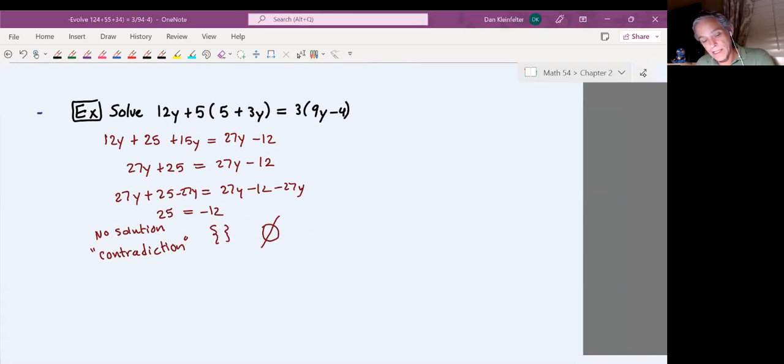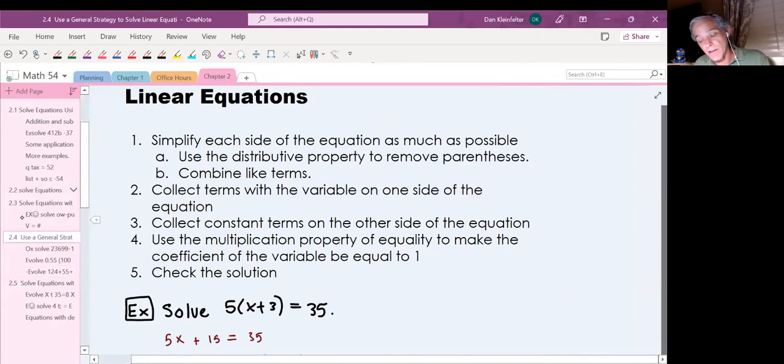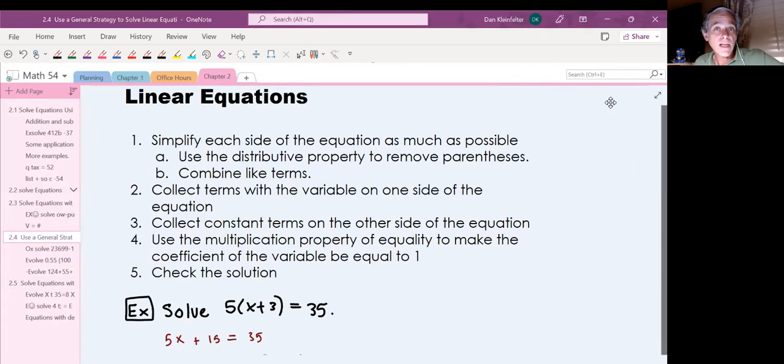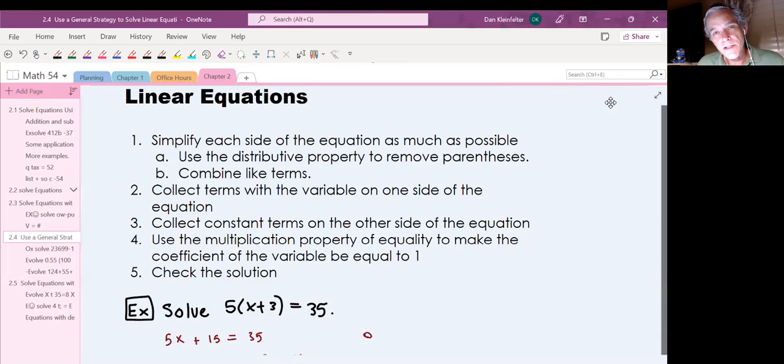Just to sum up what we did. The general strategy we saw was to simplify the left and right side of each equation as much as we can, distributing to remove parentheses, combining like terms, and then collecting all the variables on one side, the constants on the other, and then using the multiplication property to make it so the coefficient of the variable is 1, and then finally doing a check. And then we saw some examples, and then we talked about how a conditional equation is sometimes true, a contradiction is never true, and an identity is always true.